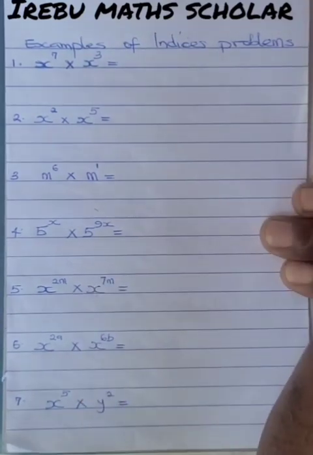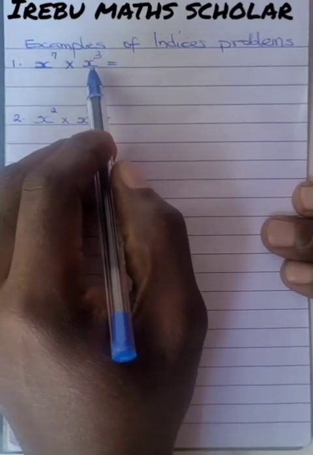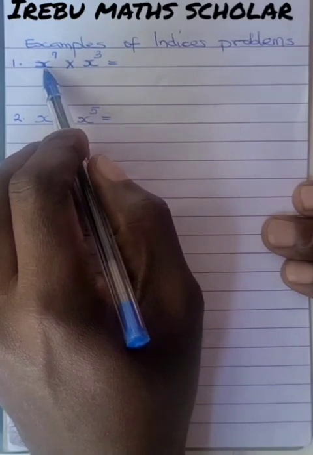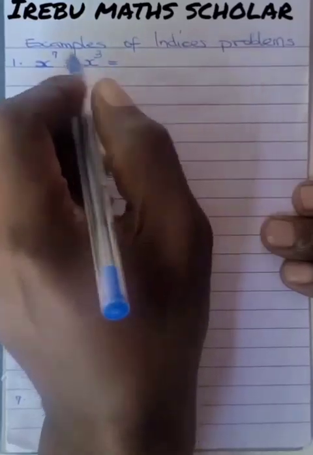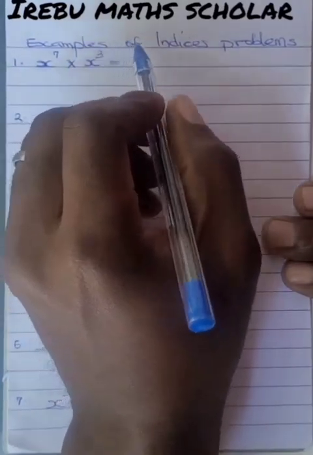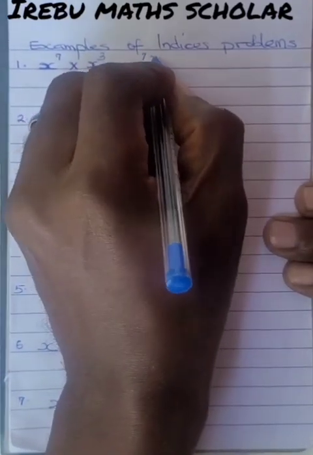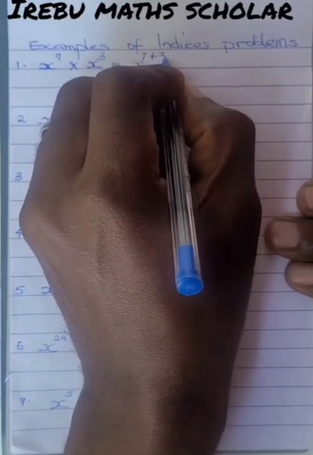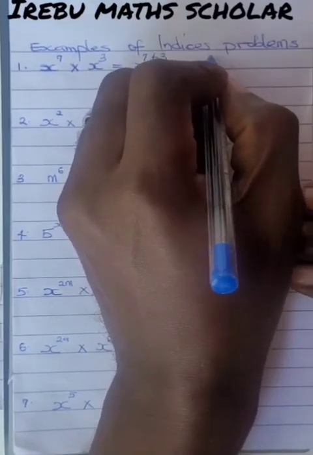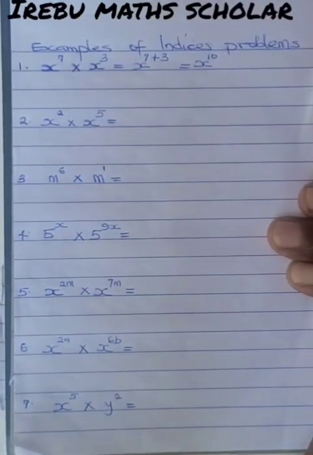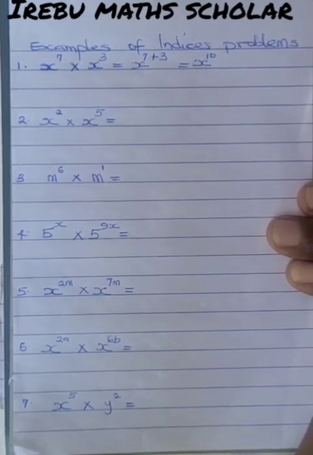From the first law that was stated, we have x raised to the power 7 times x raised to the power 3. As you can see, they both have the same base. So what we are going to do is simply add their powers. So you're going to have x raised to the power 7 plus 3. So our final answer will be x to the power of 10. But in actual sense, there's another way that we can solve this problem.